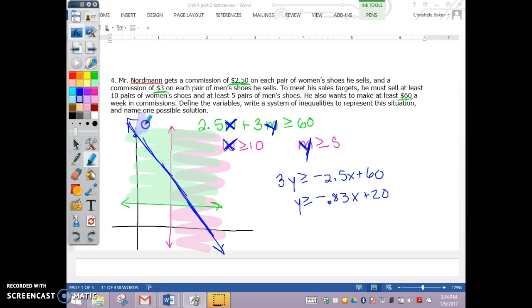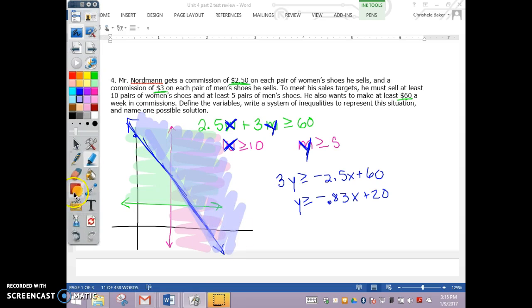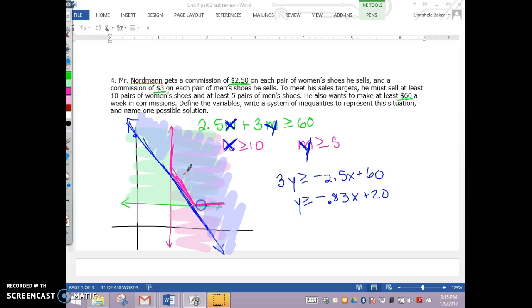So greater than, so I'm shading this way. The triple shaded region is actually what I'm looking for, and that's here, here, here. All of this is solutions. So it says name one possible solution. So I know I need at least 10. Looks like I probably need more than 20 women's shoes.